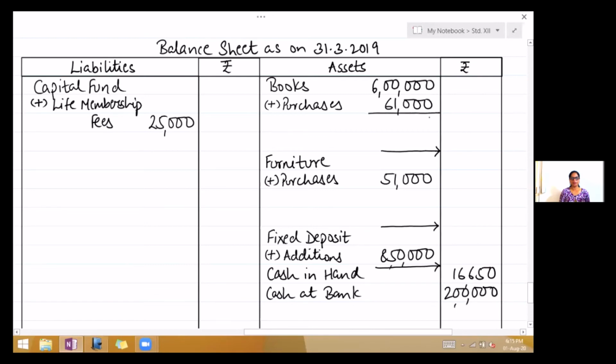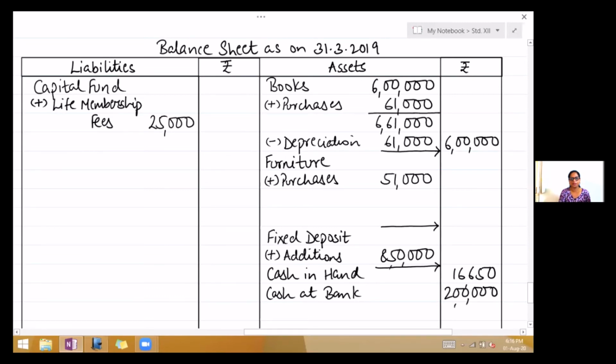And then add the purchases to it, you will get 6,61,000. And they have said closing balance of books is also 6 lakhs. So closing balance, we will show it in the outer column. So now you can see the difference between the 2 figures. Your asset at the end of the year books is 6 lakhs, but you have 6,61,000. So that means the books have been depreciated. So you will write there less depreciation, 61,000.